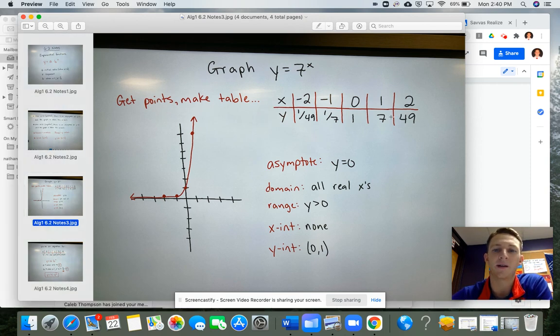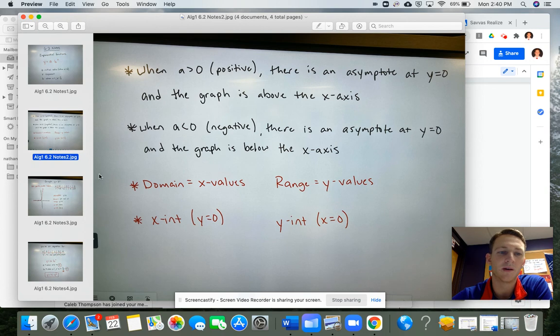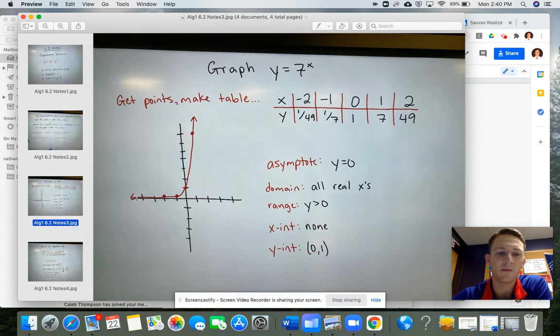And kind of notice as we go to the left, so as we go further and further to the left of the x-axis, these numbers are going to get smaller and smaller and smaller. They're going to keep being fractions, right? But they're never going to be a negative number because they're never going to cross the x-axis. And that is because, based on this rule, we have an asymptote at y equals 0.